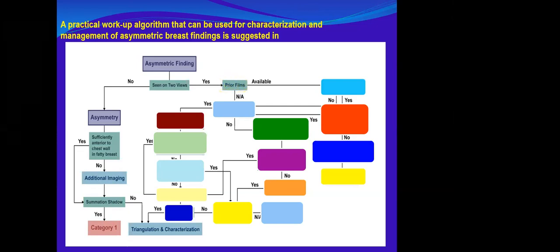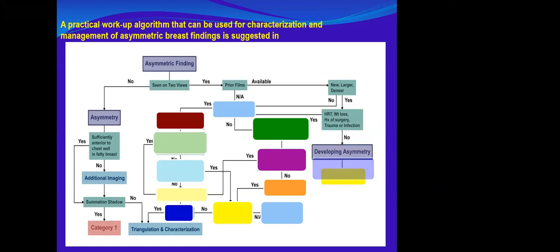If the asymmetry is seen on prior imaging, and the prior imaging is available, we have to look for whether it is new, larger, or denser. If it is yes, we have to ask about hormonal treatment, weight loss, history of surgery, trauma. If it is no, then it will be developing asymmetry and it will be BI-RADS 4. If it is no, then we have to look at whether it involves one quadrant or less.